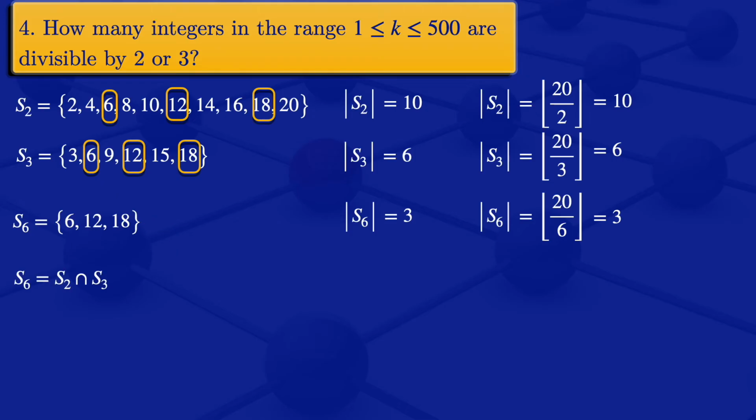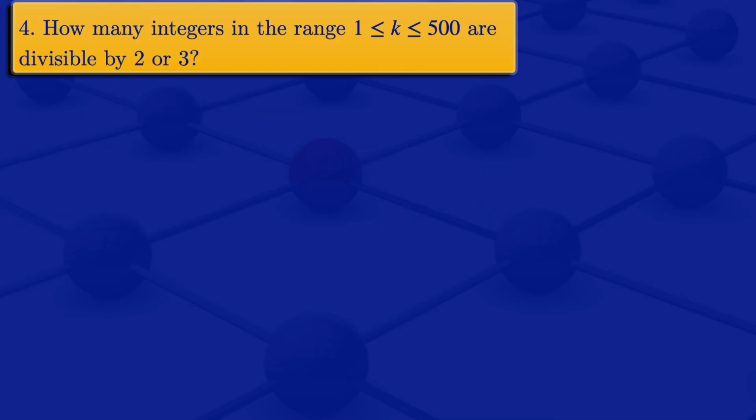In general, when we are looking at numbers that are divisible by 2 and 3, we are looking at numbers that are divisible by the product of 2 and 3. The product of 2 and 3 is 6, so we are looking at numbers that are divisible by 6. So when you have numbers that are divisible by A and B, we are looking at numbers that are divisible by the product of A and B. So I can now go on to question number 4.